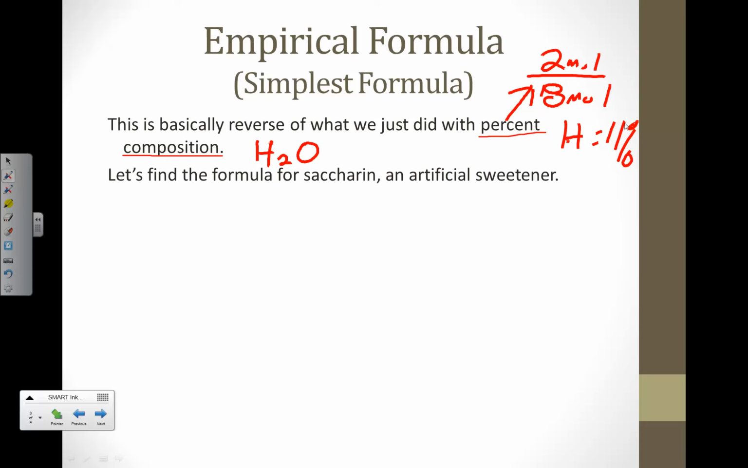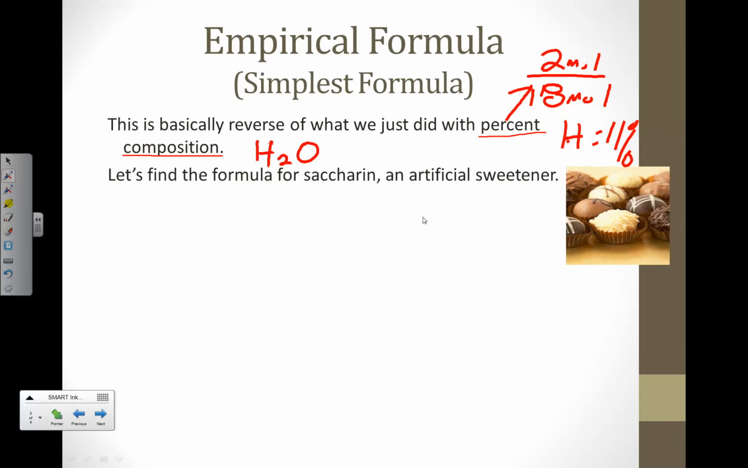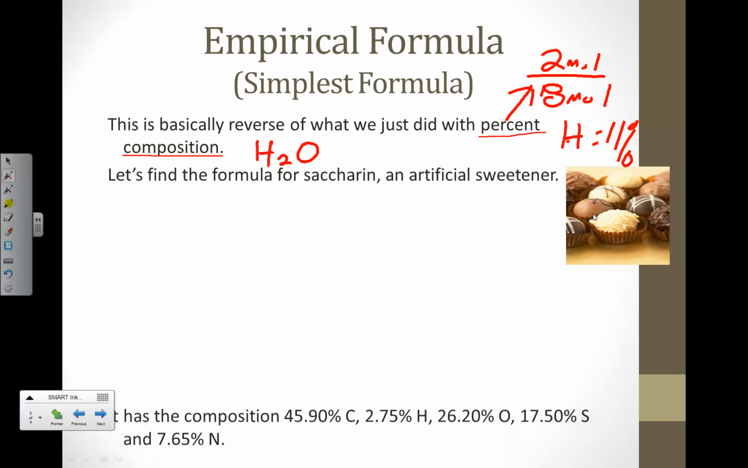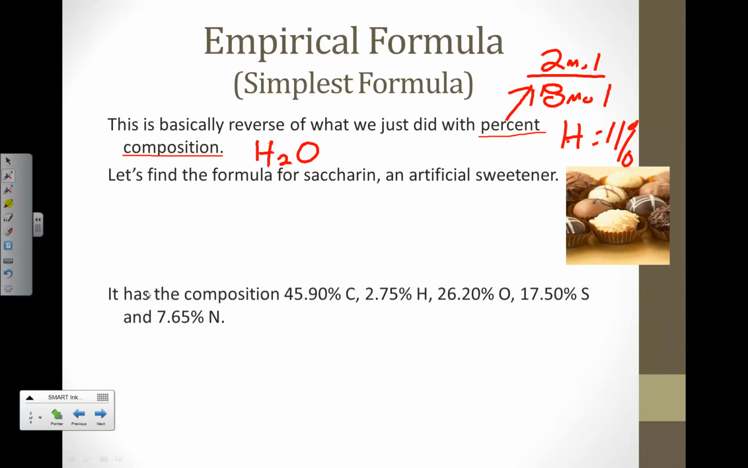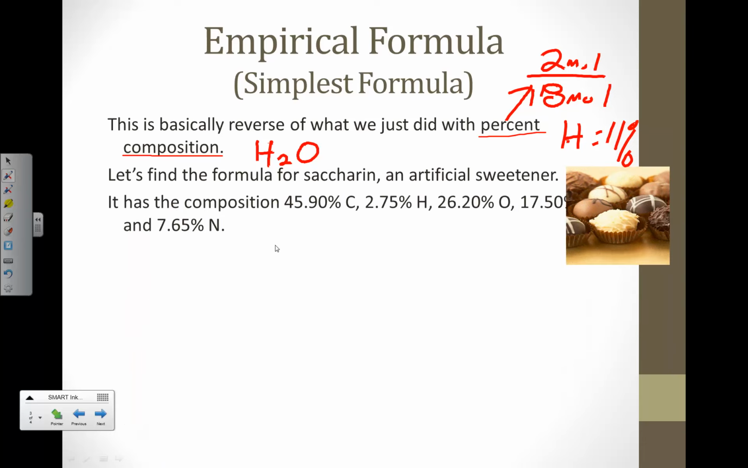Now, from percent compositions, we can find the empirical formula. We're going to look here at an artificial sweetener, saccharin. First off, it gives us the percent composition: 49.9% carbon, 2.75% hydrogen, 26.20% oxygen, 17% sulfur, and 7.65% nitrogen.